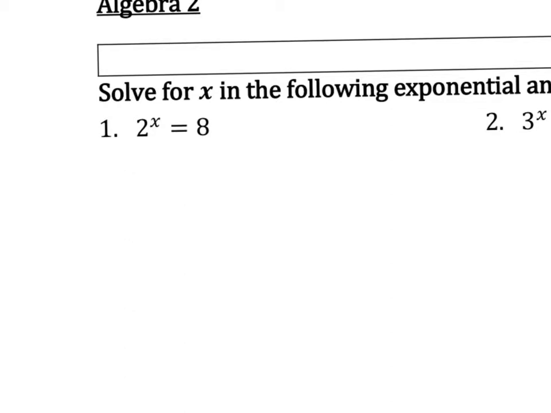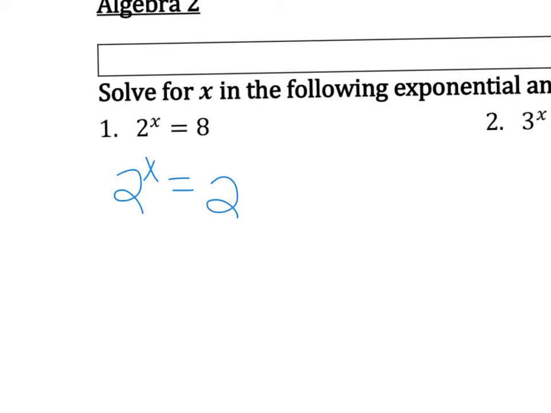So we have 2 to the x equals 8. Basically the premise that we're going to go off here is that if you have the same base, your exponents are going to be equal. So we can see that we have 2 to the x. Now we want to figure out how can we write 8 as a base 2. So 2 to the what gives us 8? Maybe you already know that, maybe you don't.